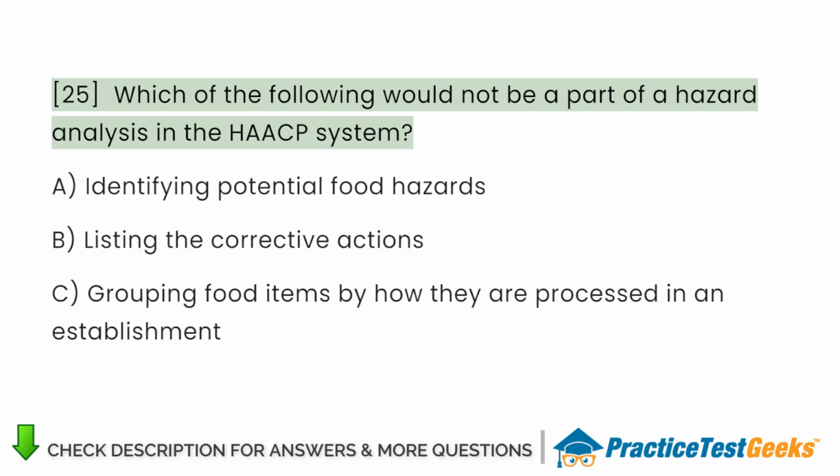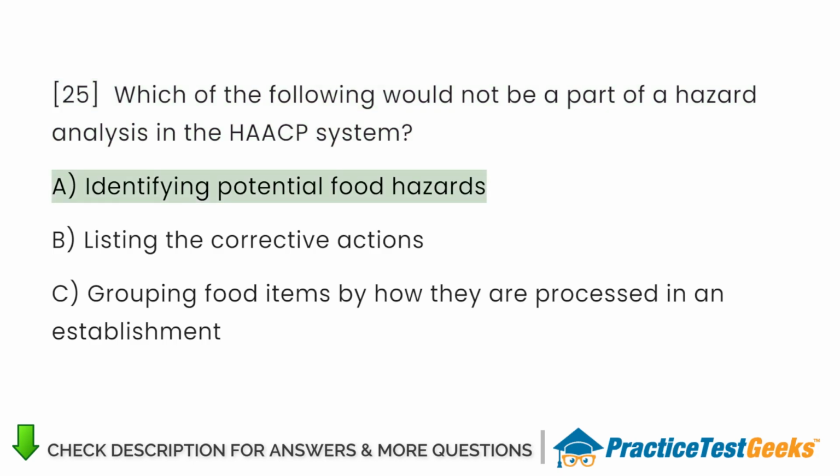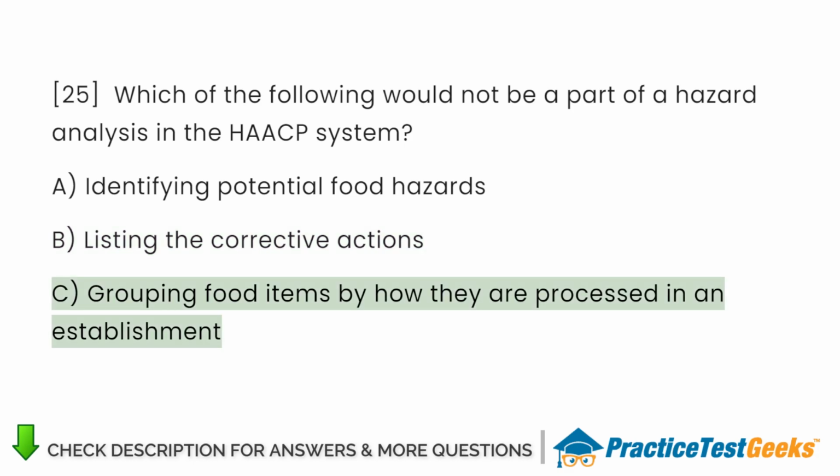Which of the following would not be a part of a hazard analysis in the HACCP system? A. Identifying potential food hazards. B. Listing the corrective actions. C. Grouping food items by how they are processed in an establishment.